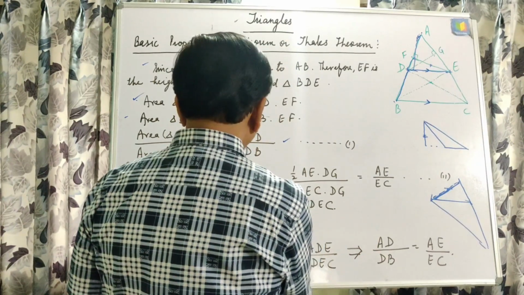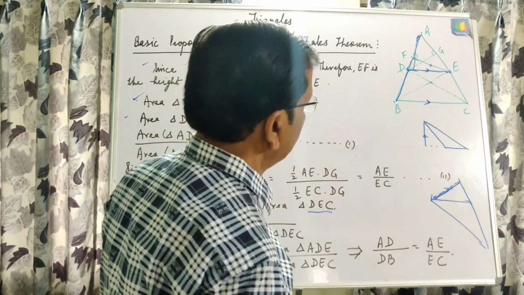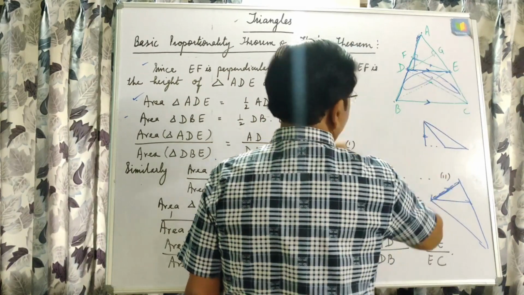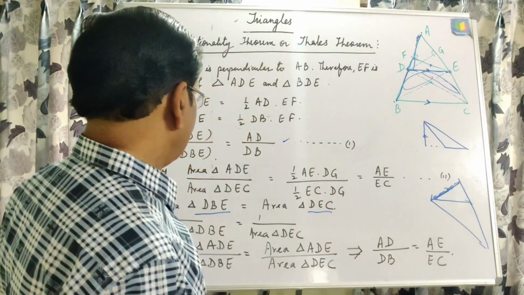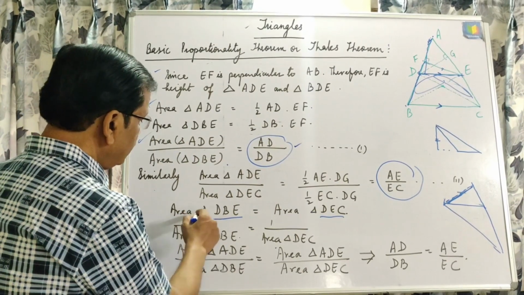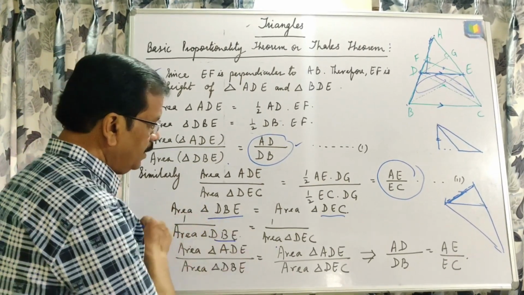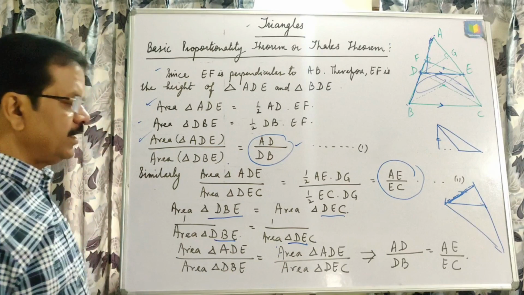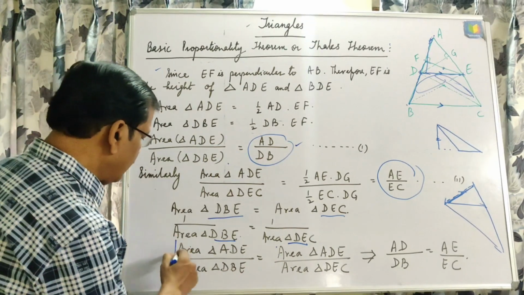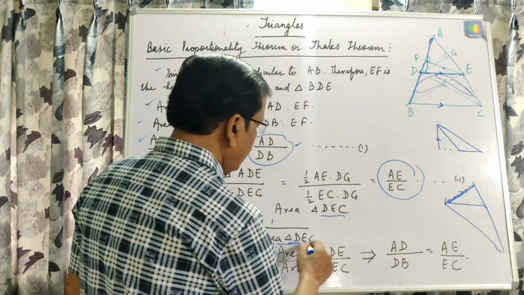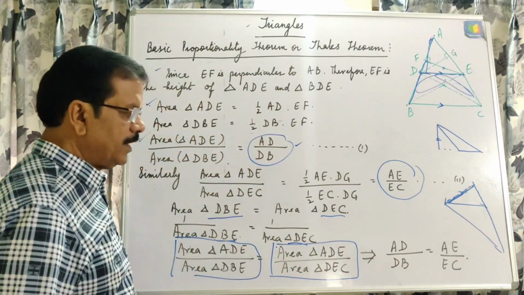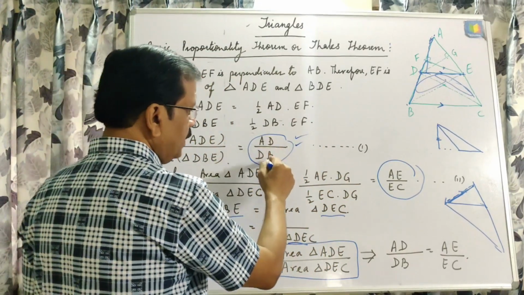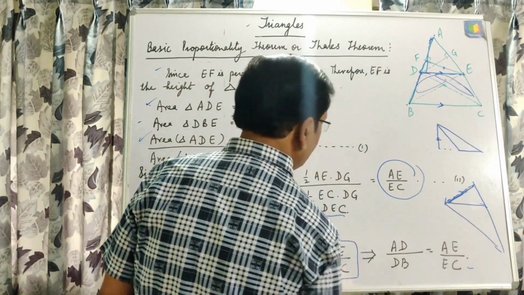So area of triangle DBE is equal to area of triangle DEC. This area is equal to this. Okay, and so writing reciprocally, this is 1 upon area of triangle DBE is equal to 1 upon area of triangle DEC. So multiplying both sides by area of triangle ADE, we get area of triangle ADE upon area of triangle DBE is equal to area of triangle ADE upon area of triangle DEC, which in turn is equal to, following both equations, AD upon DB is equal to AE upon EC.